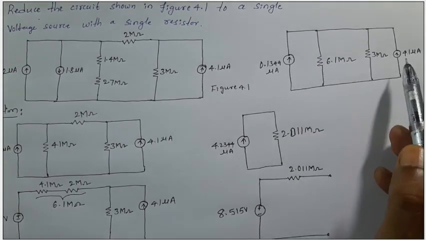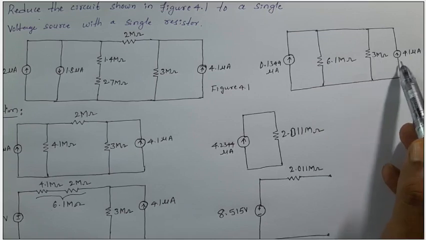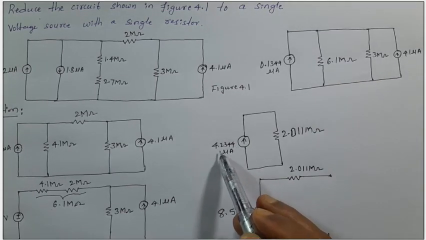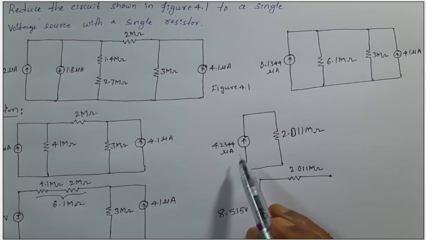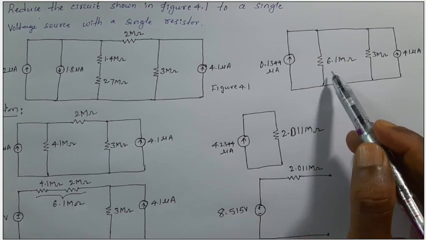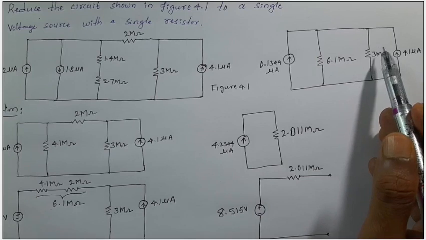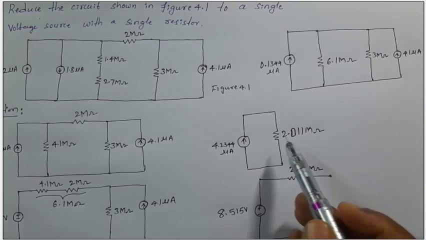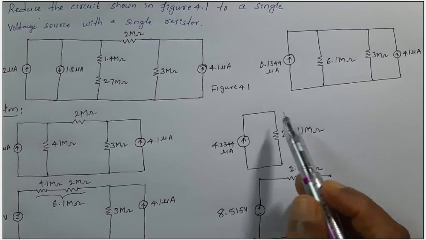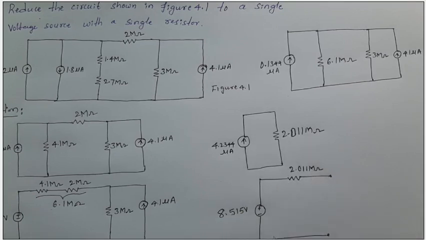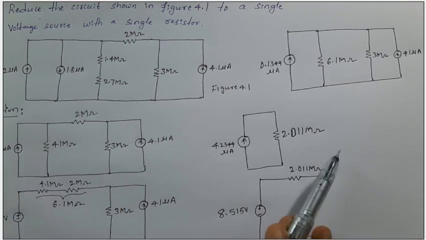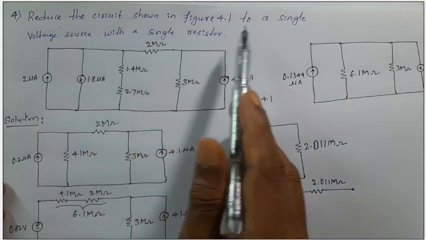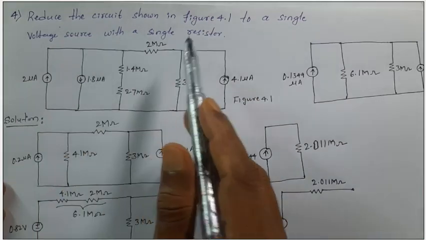Later two current sources are in parallel, so we added together to form a single current source of value 4.2344 microampere, and these two resistors' parallel combination is 2.011 mega ohm. So later, the final current source we converted finally to a voltage source. Our question was to reduce the circuit shown in the figure to a single voltage source with a single resistor.